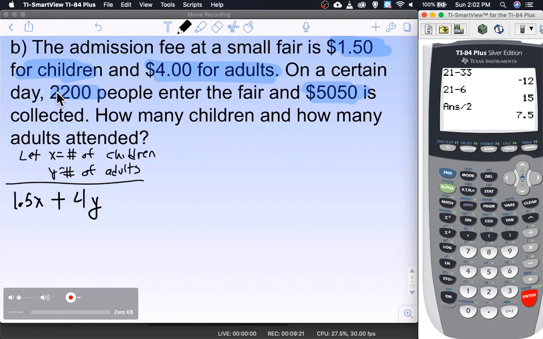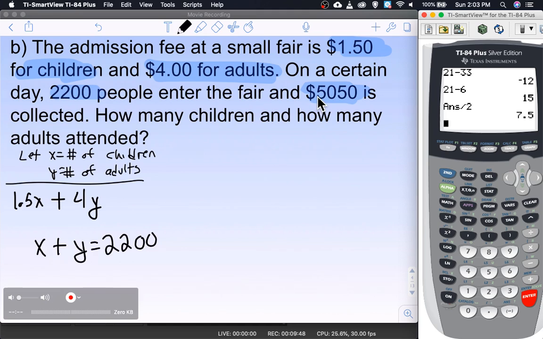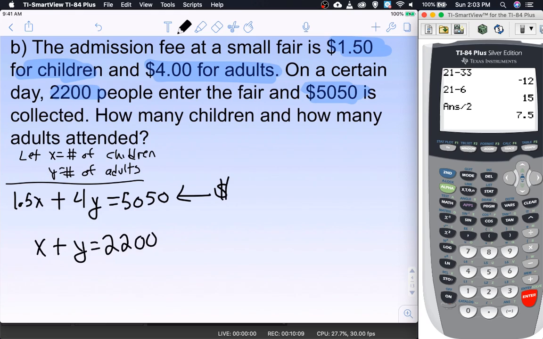Okay, things we know. We know that on a certain day, 2,200 people entered the fair. That would be total people. So we know like all the children plus all of the adults enter the fair, and there is 2,200 of them. And we know that all of those people, they made $5,050. Now we don't know how many kids and how many adults there are, but we know that this kind of combination, however many kids times by $1.50, and however many adults times by $4, they made $5,050.